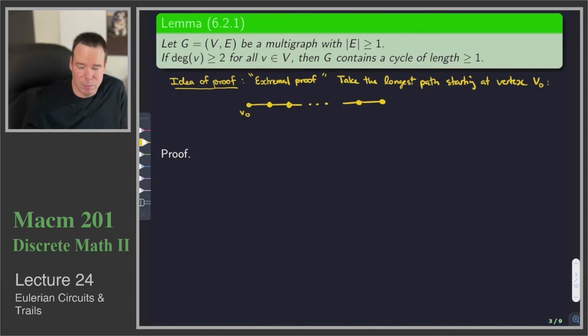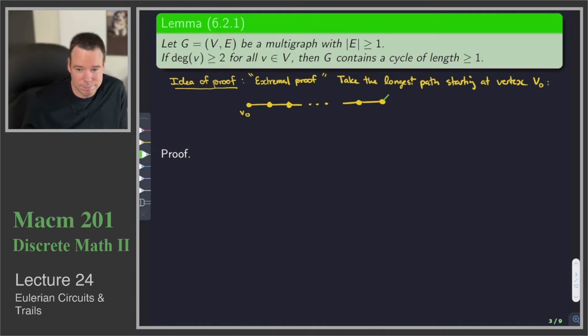So what does that mean? Well, that means there's not going to be another vertex out here that I can connect it to. That's not going to happen. But we do know that every vertex has degree at least 2. So if I look at this last vertex, even though I can't extend this to a longer path, I know there's an edge hanging off of that, or another edge, I should say, hanging off of that vertex. So I know there's this other edge that comes out of it. And the question is, what does that edge have to do?